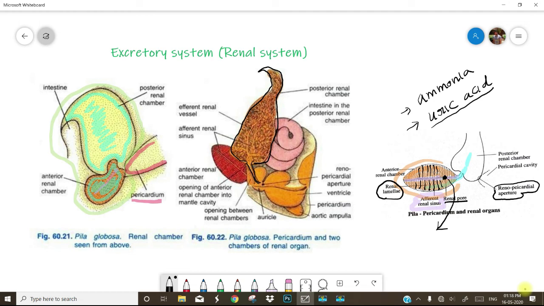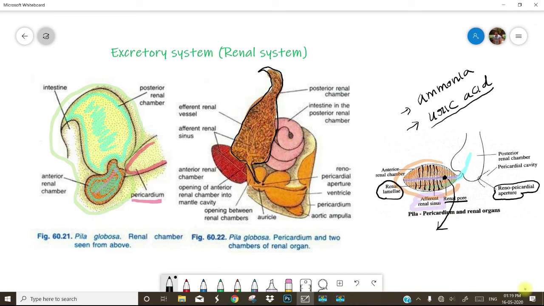So basically, as I told you earlier, there are two nitrogenous waste materials, ammonia and uric acid. Ammonia is expelled when it is in water, and uric acid is expelled when it is on land. But what happens when it is performing aestivation? When it is aestivating, in a dry condition, a large amount of uric acid seems to accumulate in the kidney. So uric acid will be the nitrogenous waste during the aestivation process.